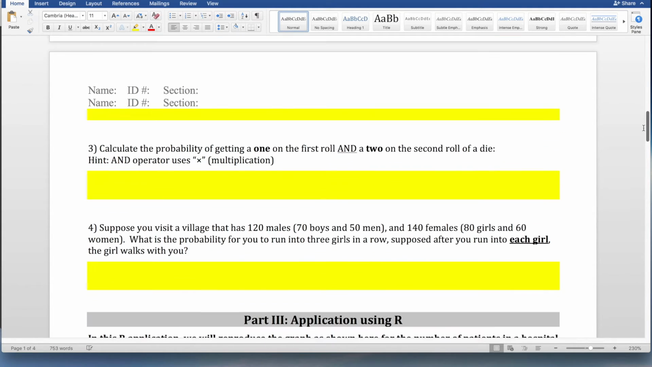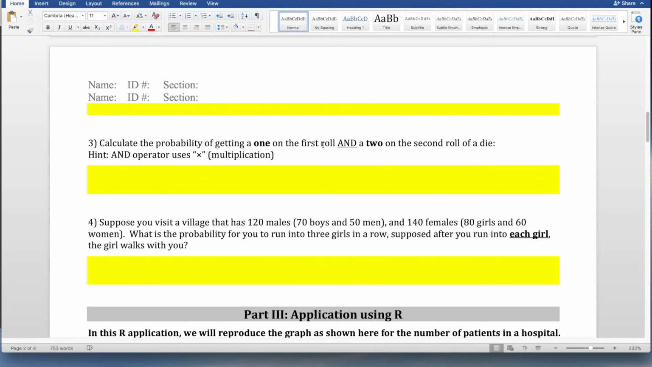And so for question 3, it says calculate the probability of getting a 1 on the first roll and a 2 on the second roll of a die. It says hint, and means multiplication. So what we're going to want to do is multiply the first probability by the second. As we said before, the probability of getting a 1 is 1/6, and the probability of getting a 2 is also 1/6. So we're going to multiply the 1/6 for getting a 1 and the 1/6 for getting a 2. Our answer would then be 1 over 36 because we're multiplying the 1's by each other and the 6's by each other. So 1 times 1 equals 1, 6 times 6 is 36.